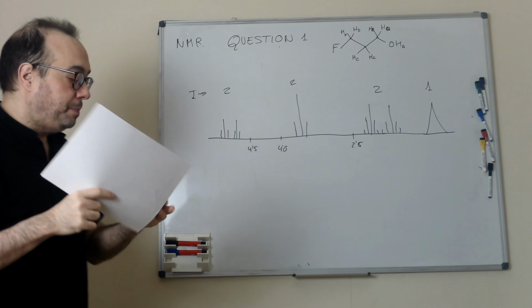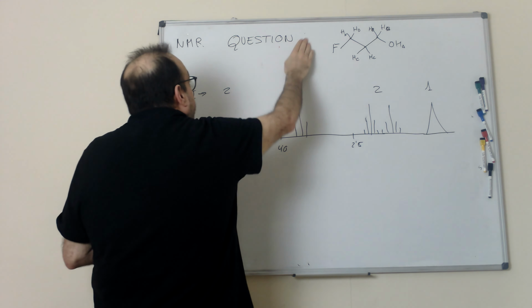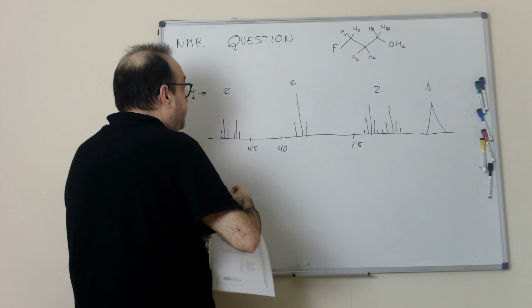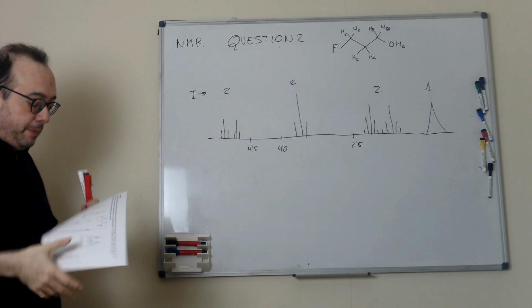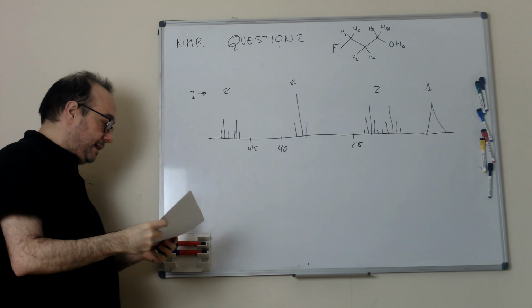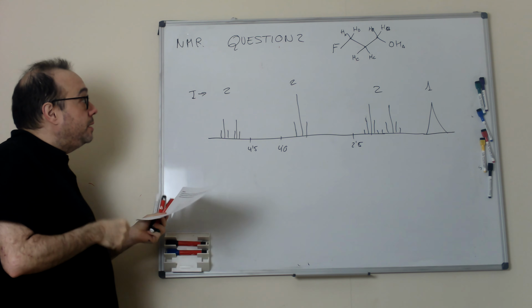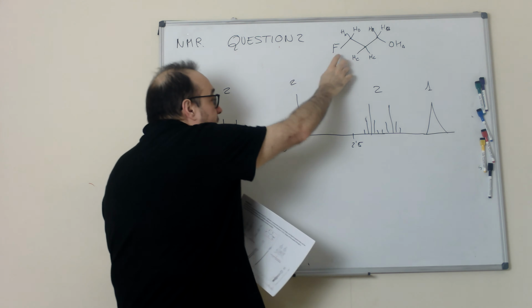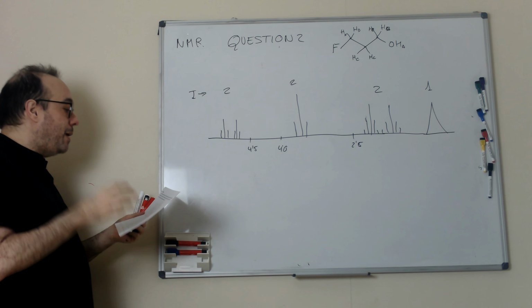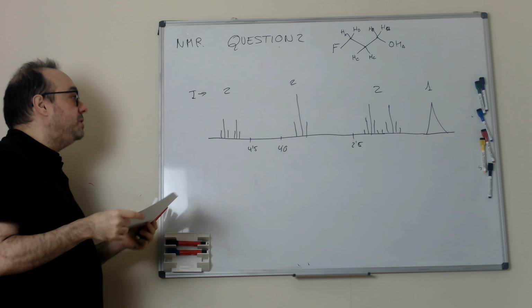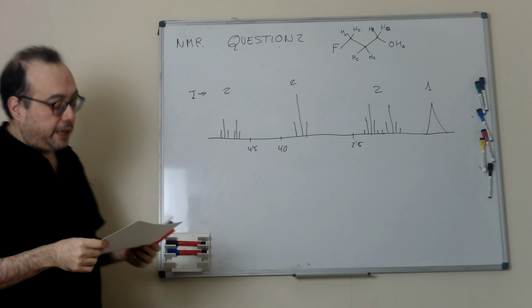Welcome to the NMR workshop. What we will do now is question number 2. Basically, it tells us that we have this compound and this is the NMR of this compound. We have to assign all the peaks through a combined chemical shift and coupling constant analysis.